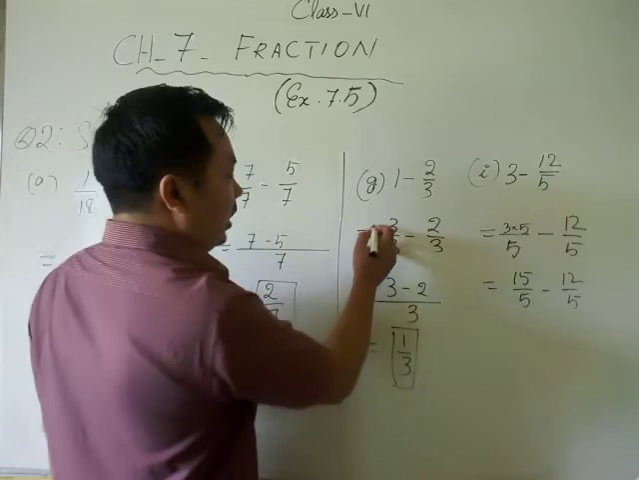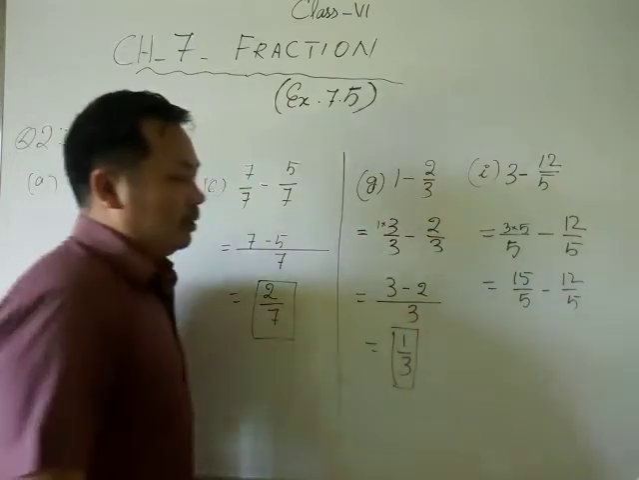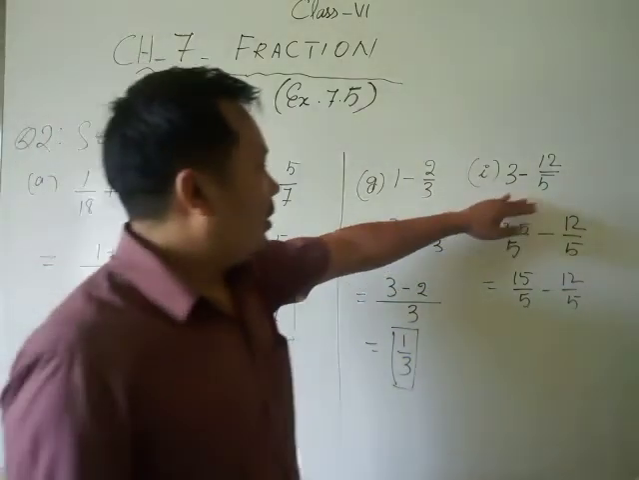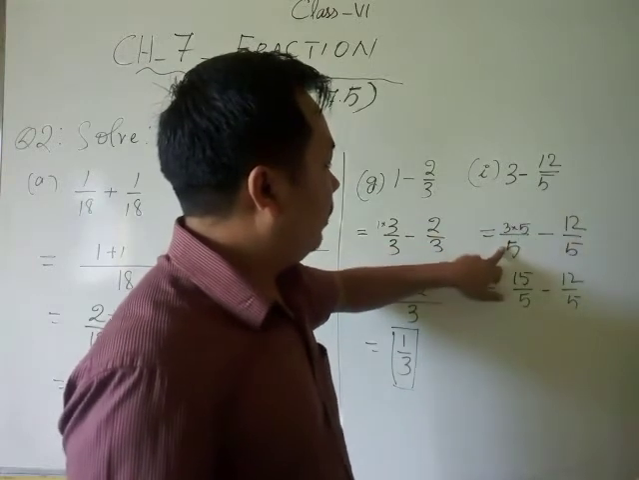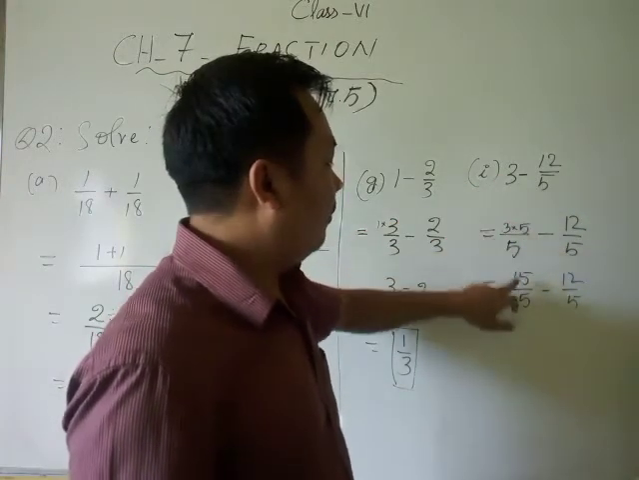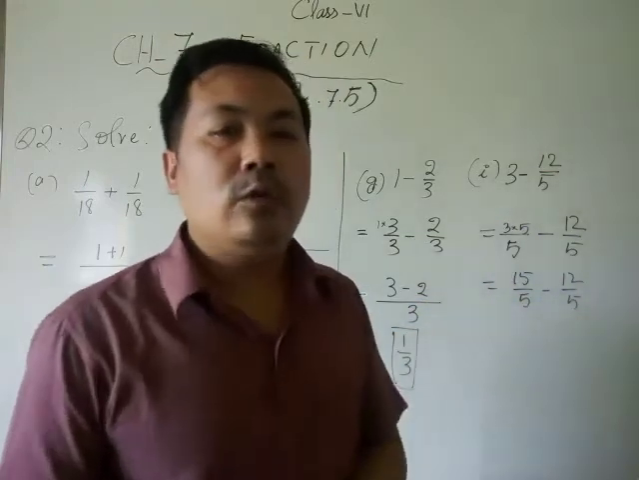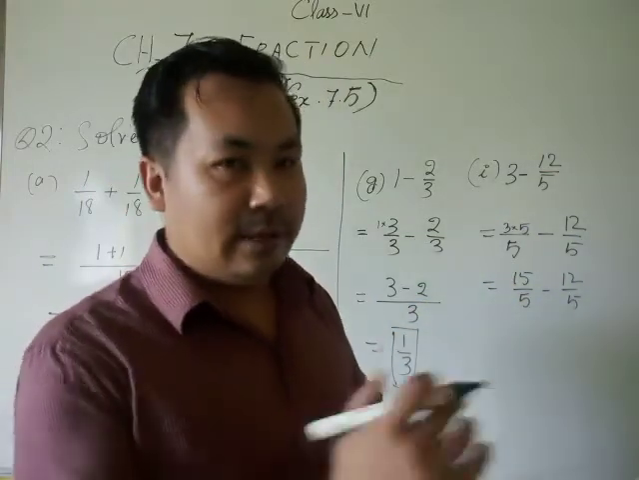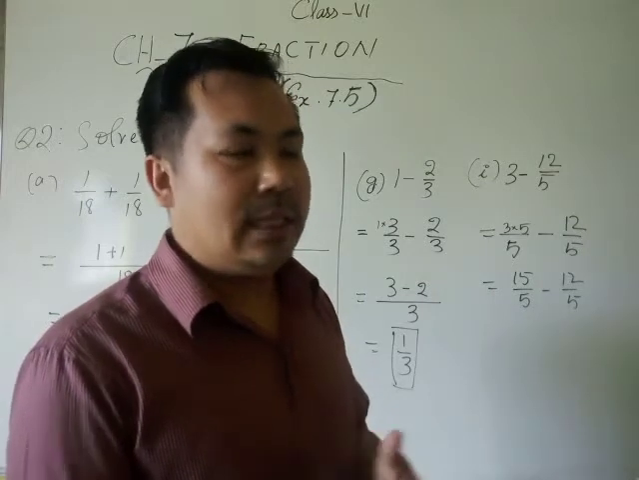Okay. You can think that this 1 is multiplied here, 3 into 1 is 3. Same way, take the denominator, make its denominator here. After that, you multiply with the same number here, so that you get here 15 by 5 is equal to 3. 3 and 15 by 5 are the same. There is no difference between them.